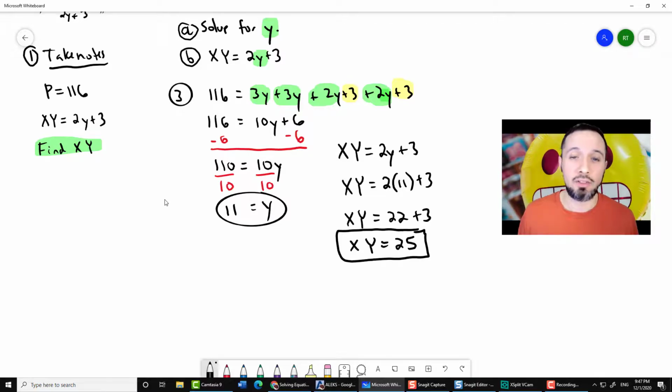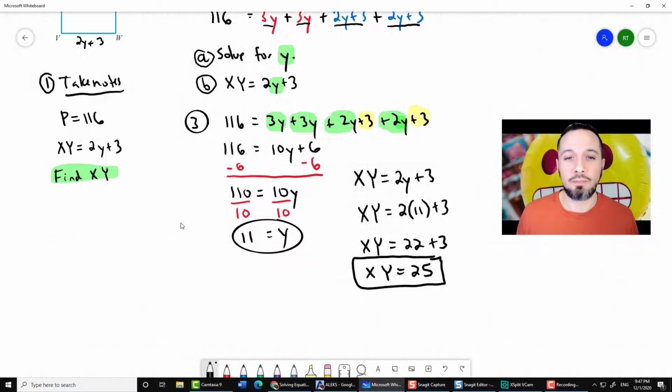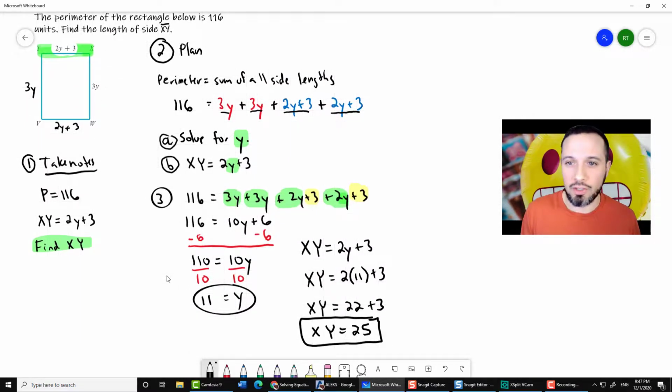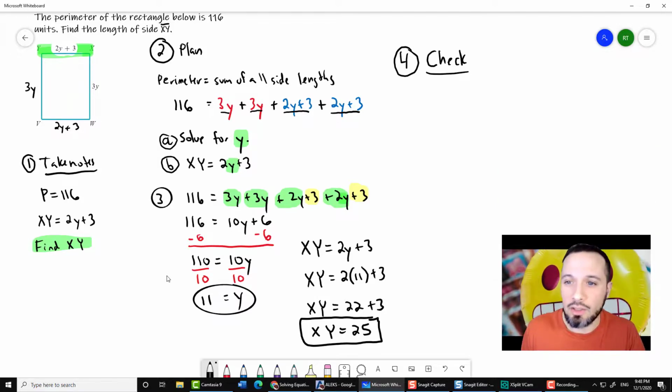So we do have the answer, but the final step, which is often overlooked, step 4. So I'm going to put it over here. Step 4 is to check your work. So basically, we know, for one, did we answer the question? Yes. They told us to find the length of side xy, which we did. And now I'm actually going to substitute it to see if it does check out to be 116 altogether.